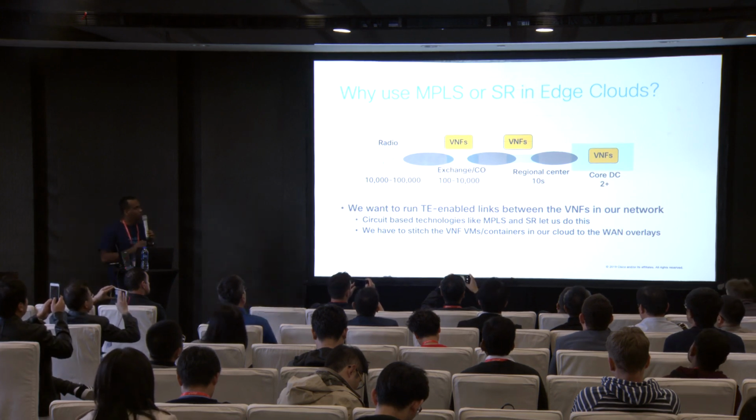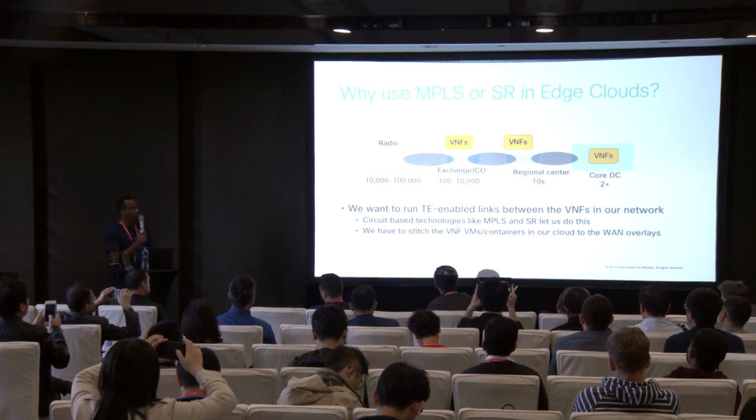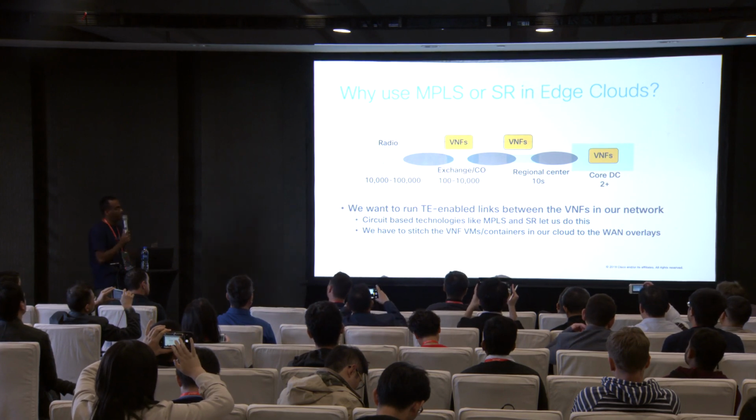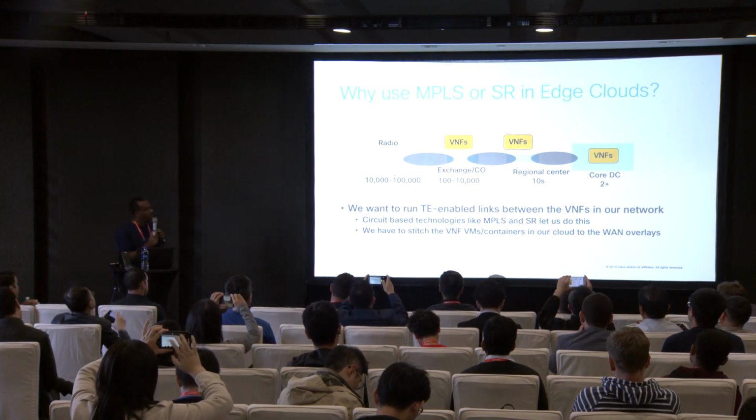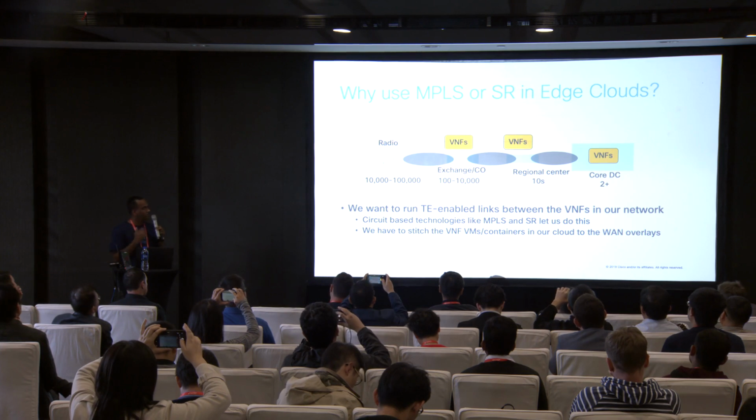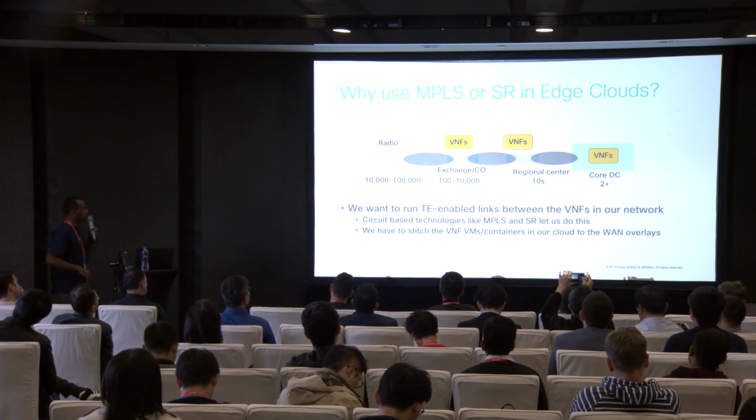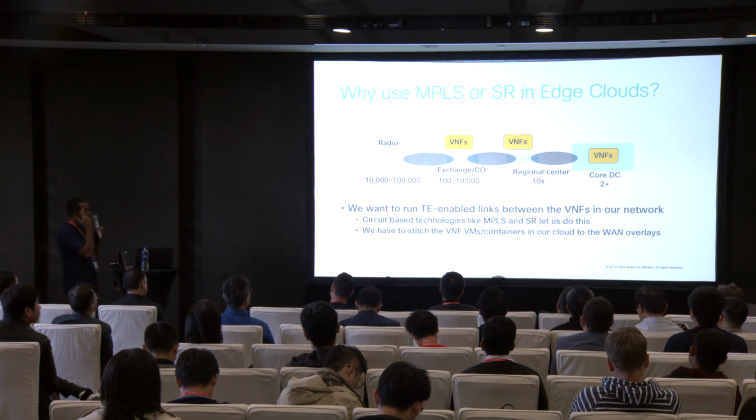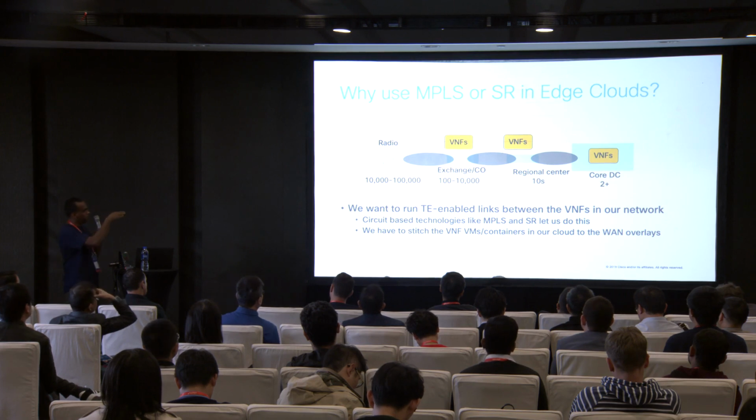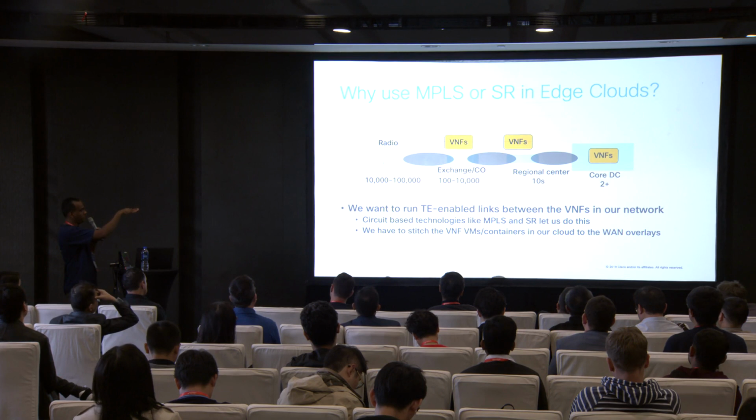But here, why is this relevant to the edge cloud? I don't want to go into the details of how these VNFs are placed, because it doesn't change the fact that these VNFs need to be chained. As you see, at the far edge you have these radio stations, and there are some VNFs placed.